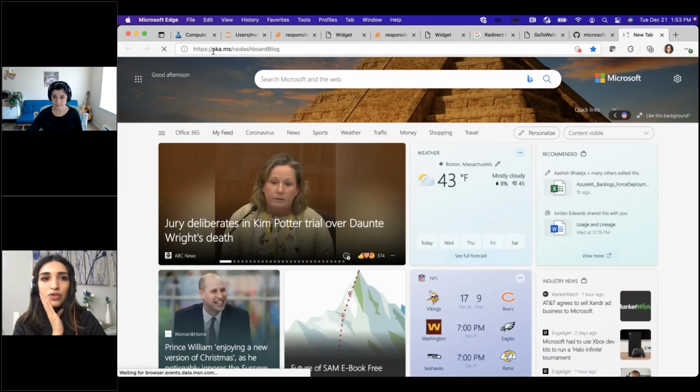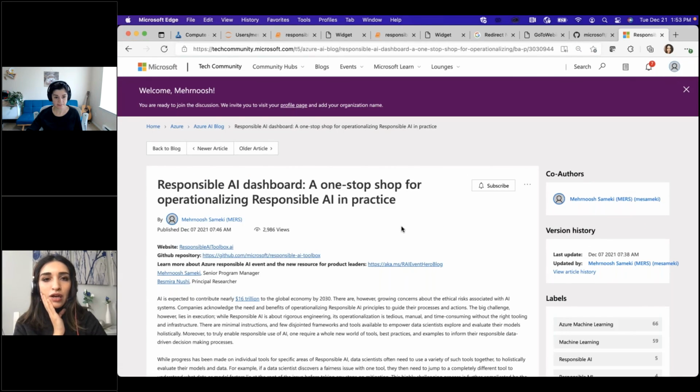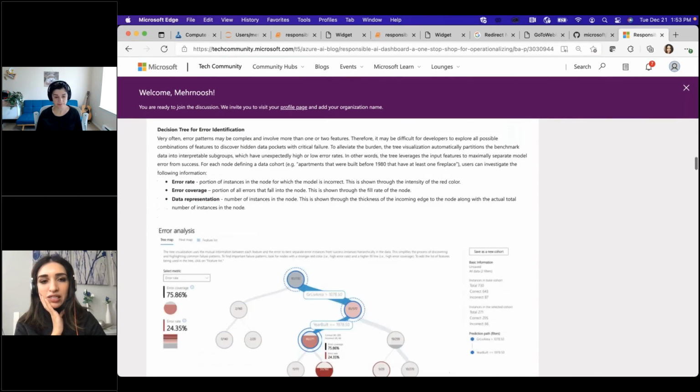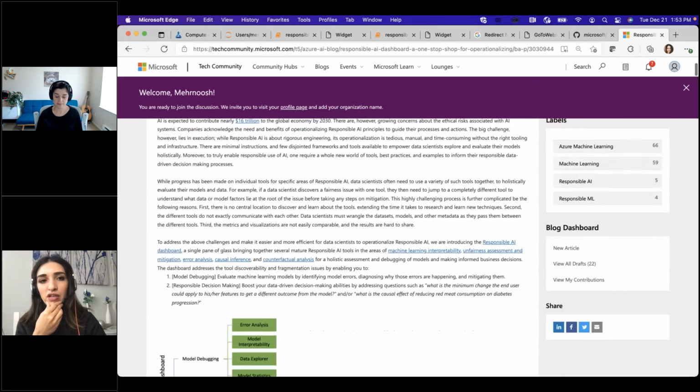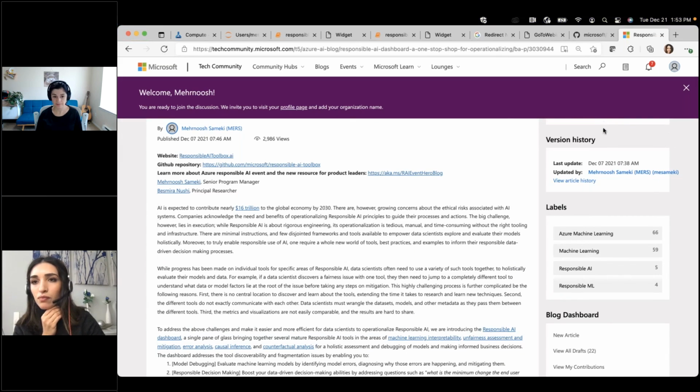And then there are aka.ms links. If you go to aka.ms/RAI dashboard blog, that will take you to what we just explained. There's a step-by-step flow of it. We wanted to make sure that you have it in case you want to share with your colleagues, etc. So definitely recommend checking that out. And I also put it in the chat for you.